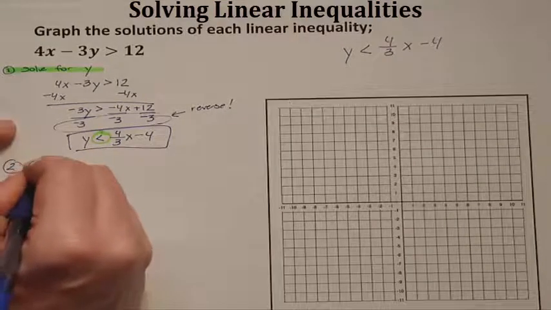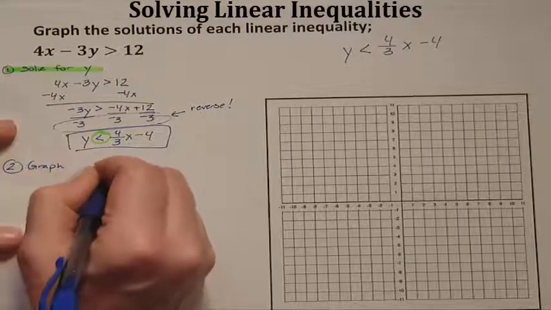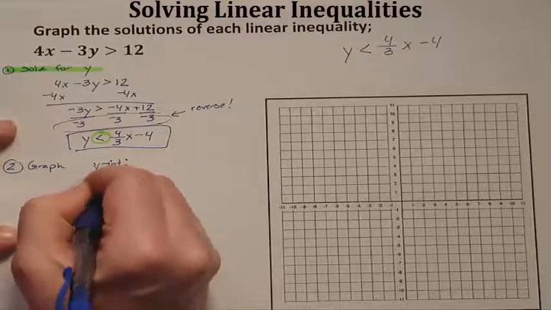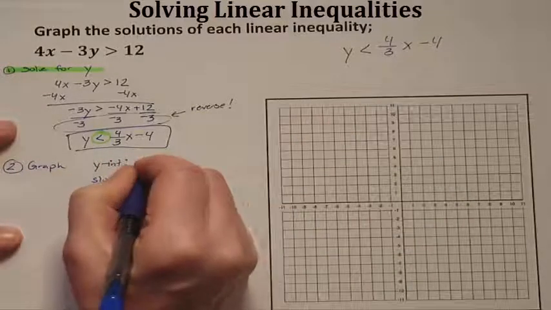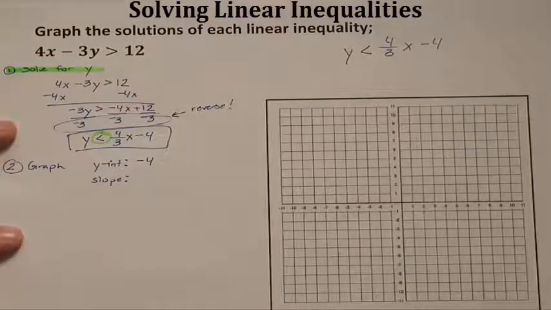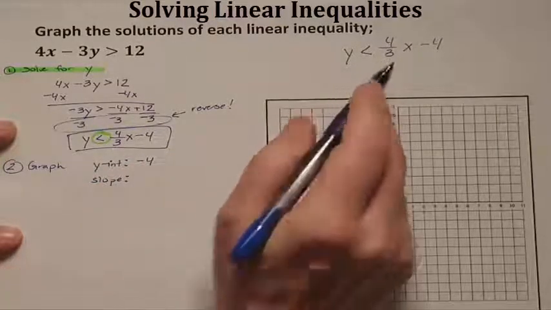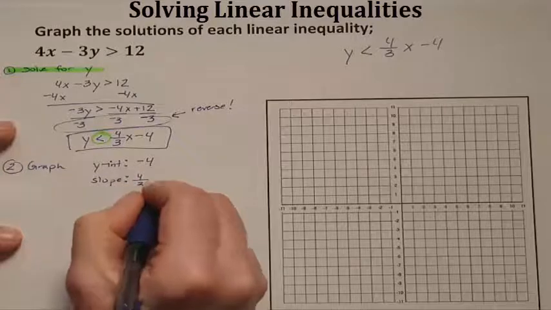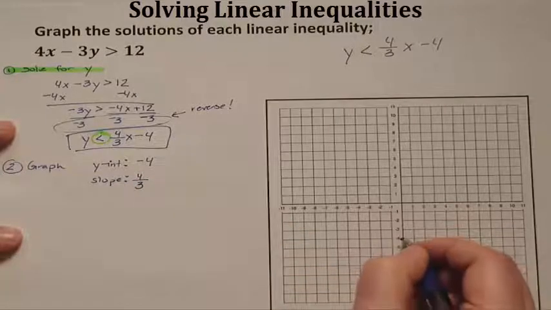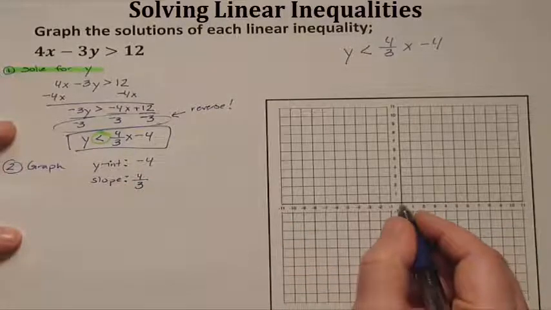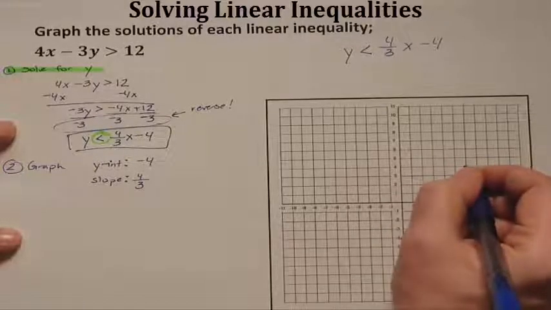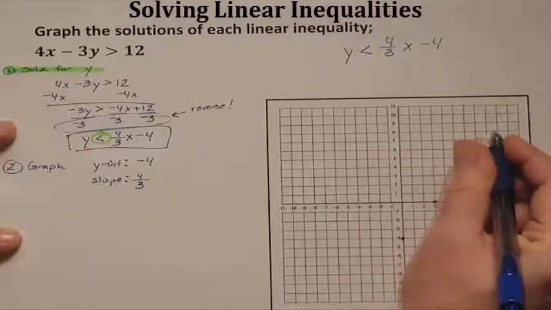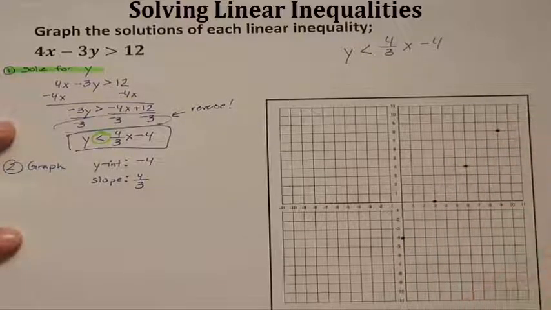Step number 2 is to graph it. So I need to figure out what is my y-intercept and what is my slope. The y-intercept is the lonely number without any letter. My y-intercept is negative 4. My slope is the number stuck to x. My slope is 4/3. So from negative 4, I go up 4, 1, 2, 3, 4, over 3. Up 4, over 3. Up 4, over 3. I ran out of graph paper.